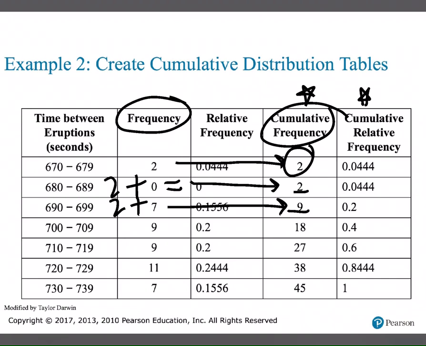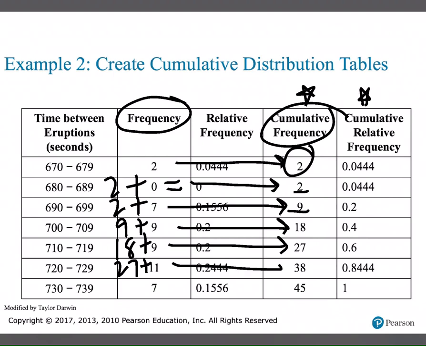So you're accumulating, right? So I'm going to take that value. 9 plus 9 equals 18. 18 plus 9 equals 27. And you just keep going until you get all your points. And we had a total of 45 eruptions. So you should end with the total amount of observations that you had. So we just keep accumulating each one until we get to that last number.